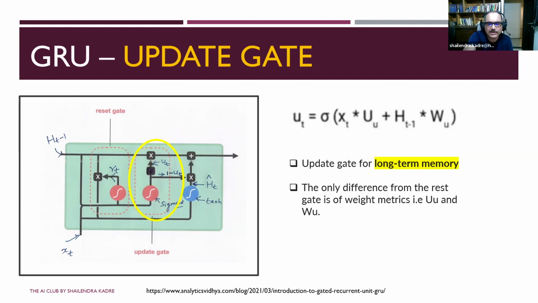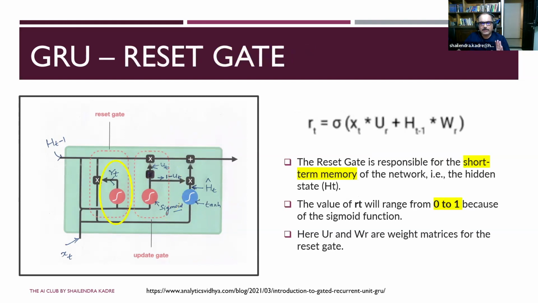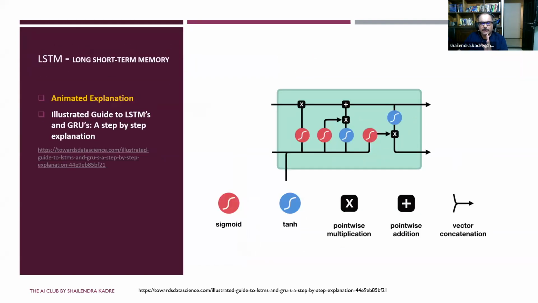The expression is the same, but the corresponding weight matrices are different. U and WU are the weight matrices associated with XT and HT minus 1. We multiply them, and again we put a sigmoid. So the update gate is long-term memory. The previous one was short-term memory, and this is your long-term memory.